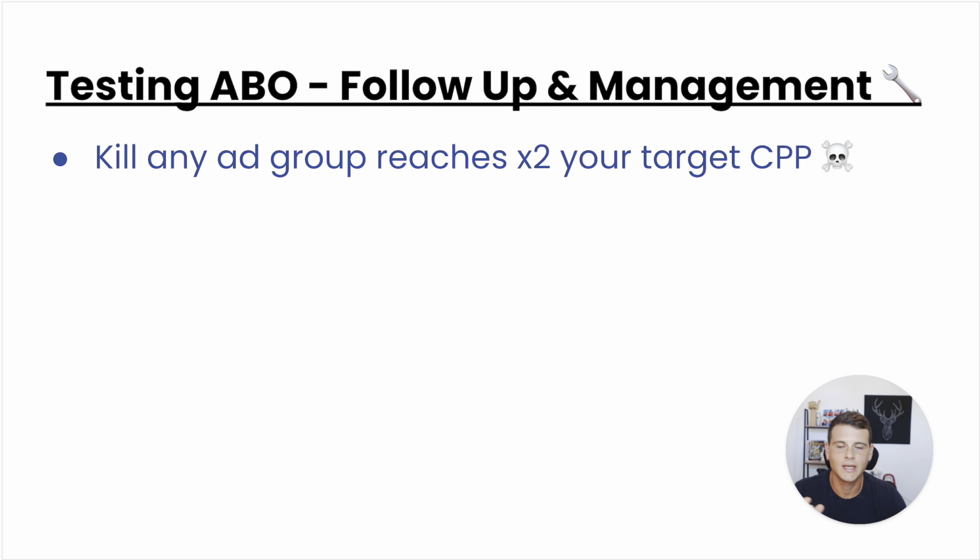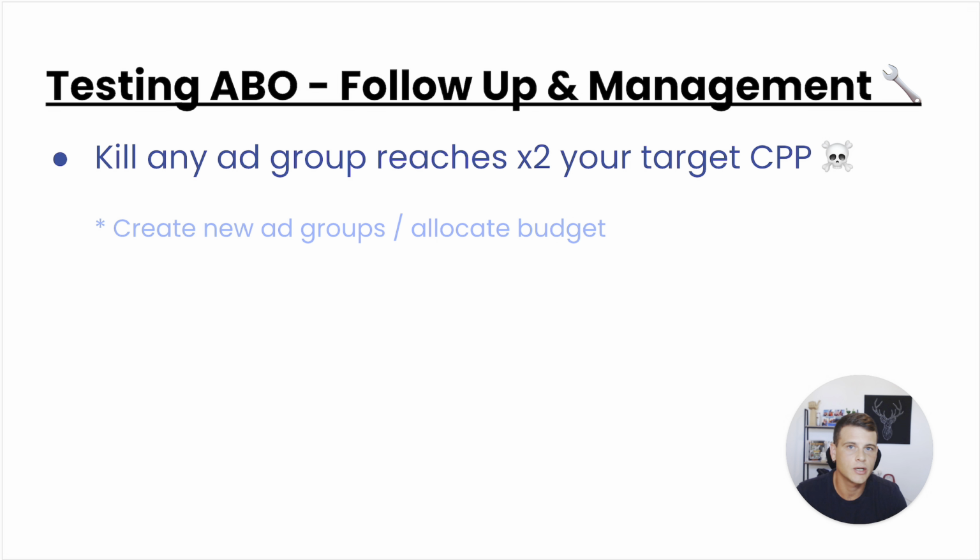So we'll start with the testing ABO. The first simple rule will be killing any ad group that reaches twice over your target cost per purchase. Let's say your target cost per purchase is around $20. So as soon as this ad group reaches $40 without any sales, you cut it off. Then what you would like to do is either create a new ad group to test or allocate the rest of the budget to the ad groups that are still running.